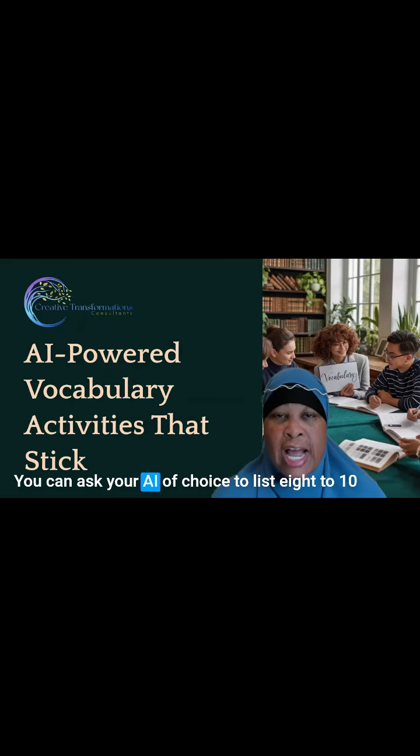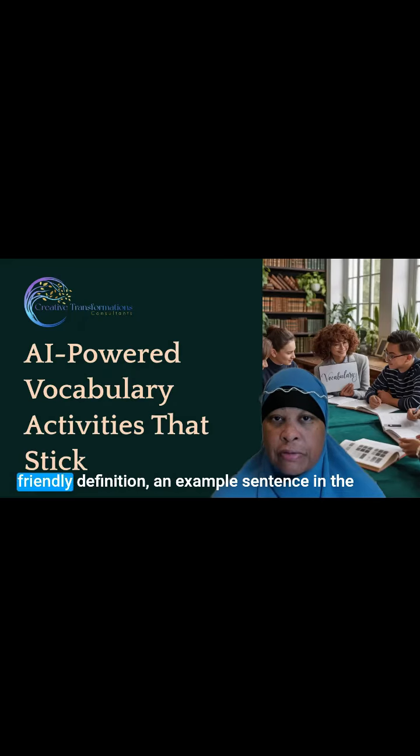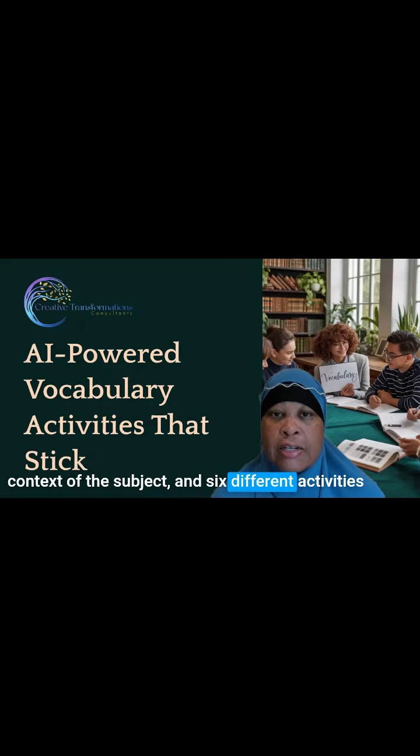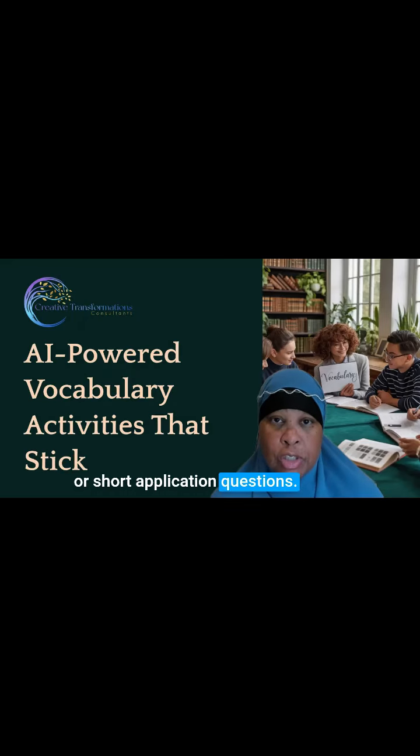You can ask your AI of choice to list 8 to 10 key vocabulary words for whichever subject, grade, or unit, and ask it for each word, provide a student friendly definition, an example sentence in the context of the subject, and 6 different activities that help students practice and apply the words. It can be matching, sentence starters, real world connections, quick writes, peer discussions, or short application questions.